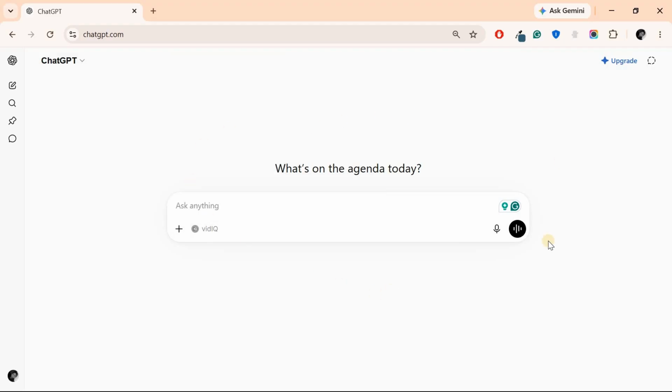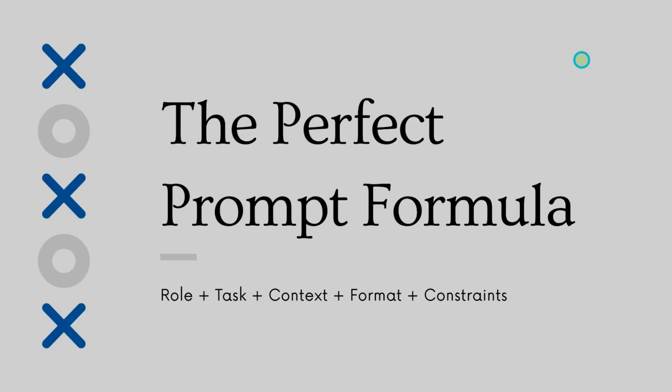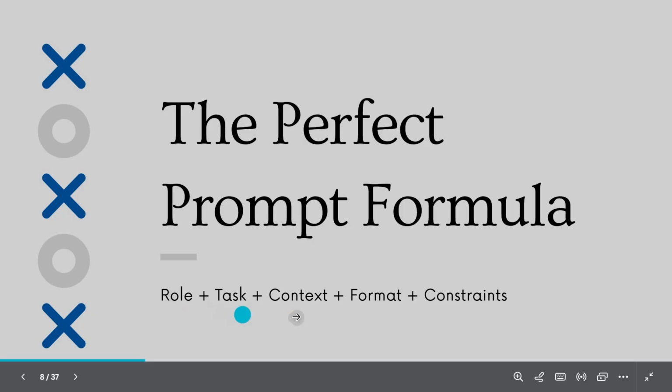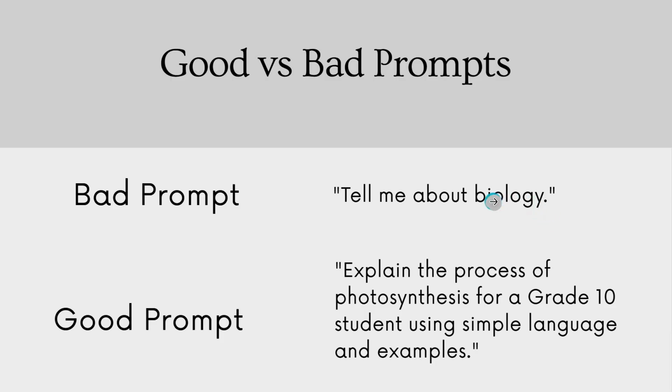Now, before using ChatGPT for anything, you need to understand prompts. Now, a prompt is simply an instruction, and most beginners make the mistake of writing very short prompts. For example, tell me about biology. That prompt is very bad. The more context you provide, the better your results will be. Now, the perfect prompt formula is role plus context, format, and then also the constraints. Now, let us write these prompts and see how ChatGPT responds.